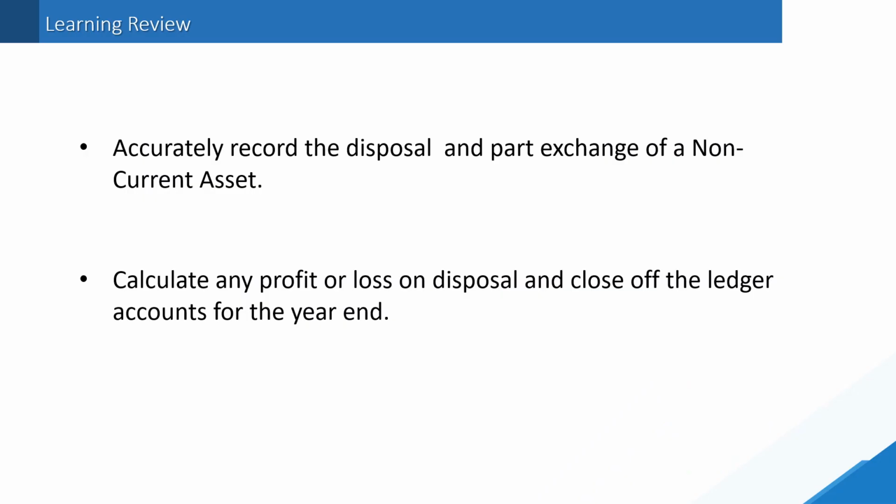At the end of the session, we should be able to competently record the disposal and part exchange of a non-current asset. So we're going to delve into the world of double entry and look at what those transactions look like for those two processes of a business. We will also have a look at how we calculate any profit or loss on the disposal. We'll look at the methodology for that calculation, and we will also close off the respective ledger accounts for the year end and ensure that we're comfortable with how our financial statements would reflect this potential profit or loss on disposal.